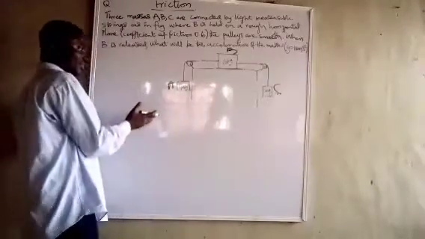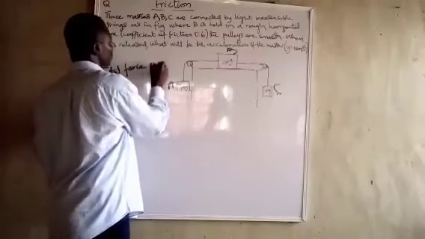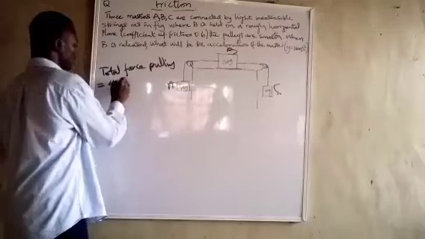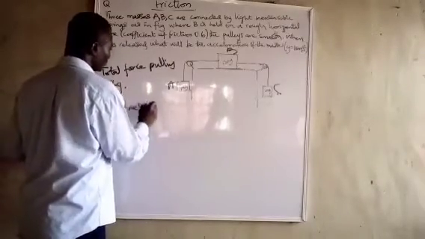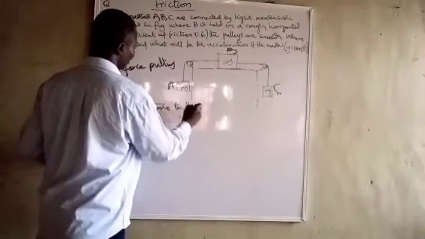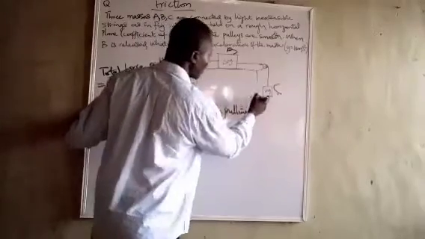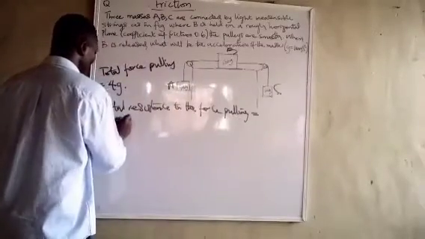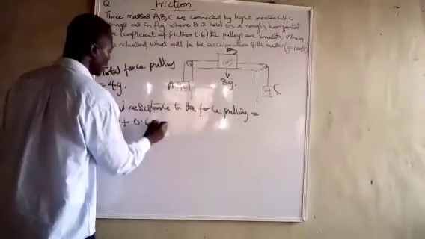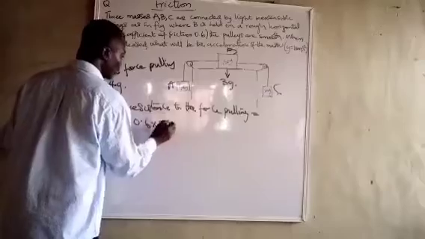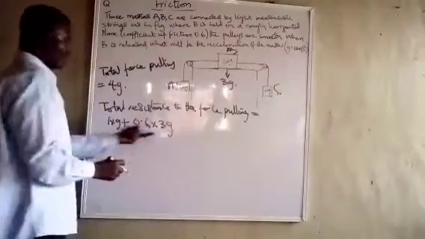The total force pulling in this instance is equal to 4g. Total resistance to the force pulling will be equal to 1 times g, plus, you know this one is 3g, 0.6 times 3g, that is mu N. That is the resistance force.